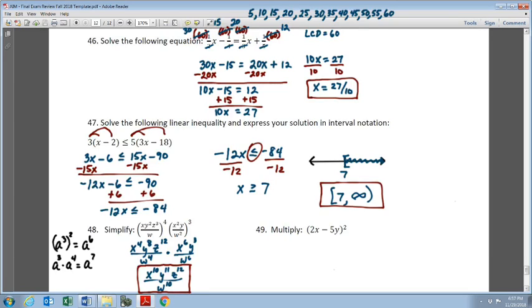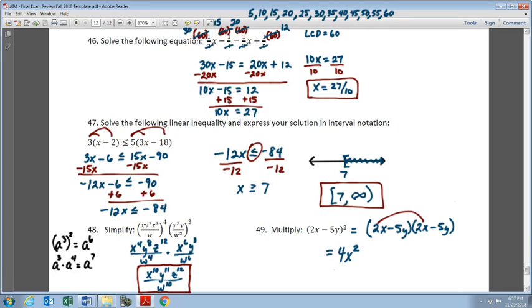So I call this problem FOIL in disguise. We can't just square the 2x and the 5y here separately. We don't have any kind of rule or exponent rule for that kind of thing because we have two terms here inside the parentheses. The only thing we could do is write two of these multiplied. That's what it means when you square a number. You're going to multiply two of those. So now we're just going to FOIL this.